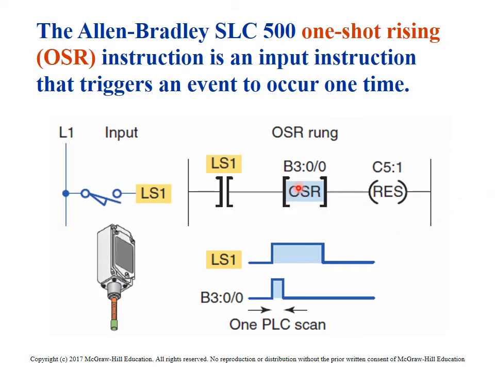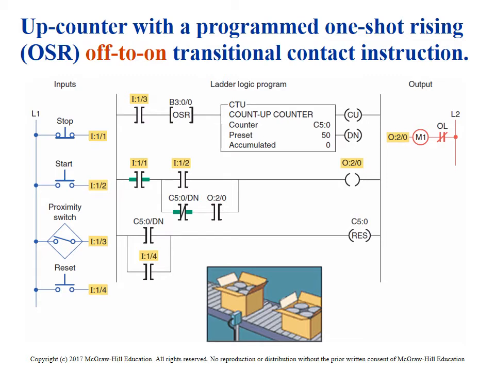This is what we'll see in the 5000 and the 500. They have the OSR, the one-shot rising, is what they call it here. They have a one-shot falling, OSF. But one-shot rising is the most typically used, and what it allows us to do again is monitor some signal, and it only triggers the reset for one scan. As you can see here, they've added the I:1/3, which is a prox switch, in front of a one-shot to make sure that it's only counting one scan.